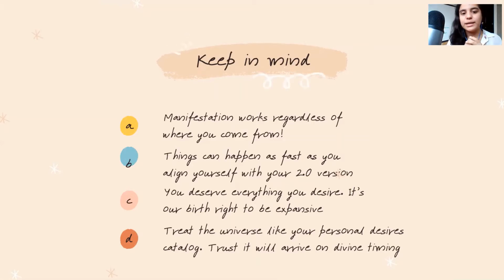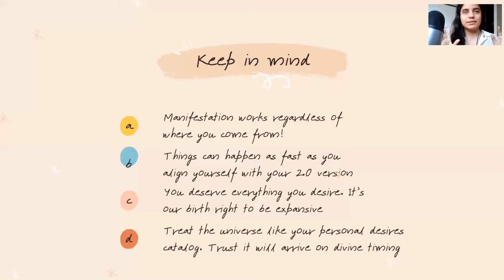The second thing is that things can happen as fast as you want them to. It all depends on how much you are aligned with yourself to create this 2.0 version, okay? Because you need to become your best self in order to attract this life that you want. Once you start embodying the type of person who has a dream car, a dream house, a dream body, you start to show up how they would show up, and you start to attract those results to you.